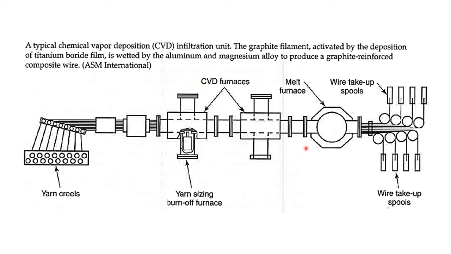So these are just showing you your CVD furnaces right here. Here is where you melt, so that's your melt furnace. These are just the wire taking up the spools, right? And just a 2D cross-sectional drawing.